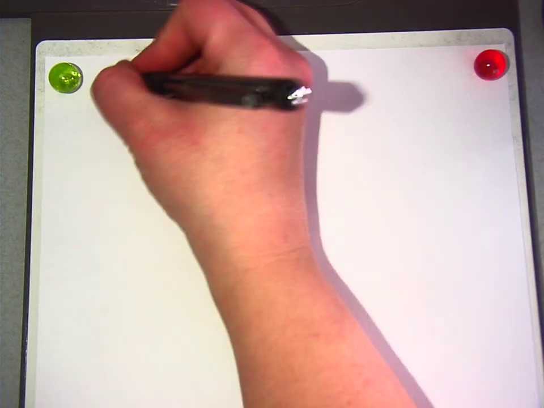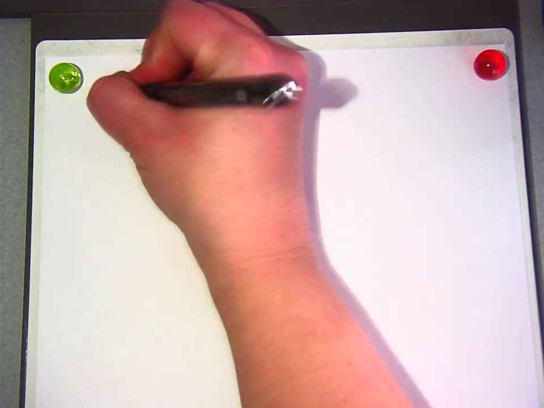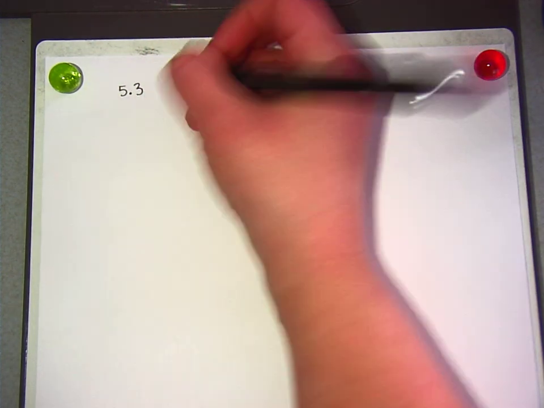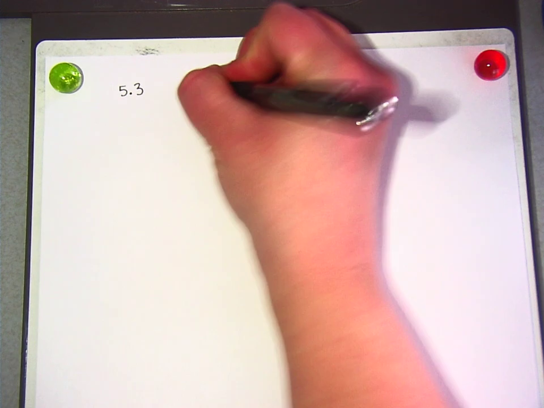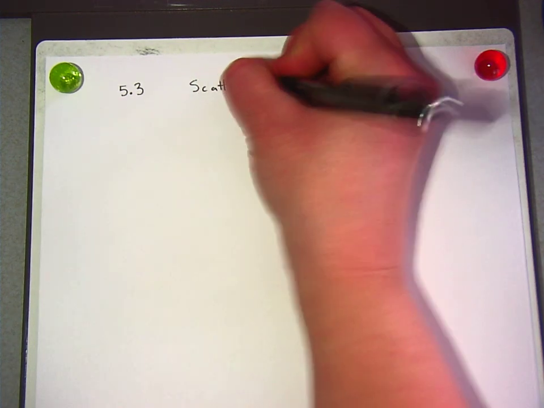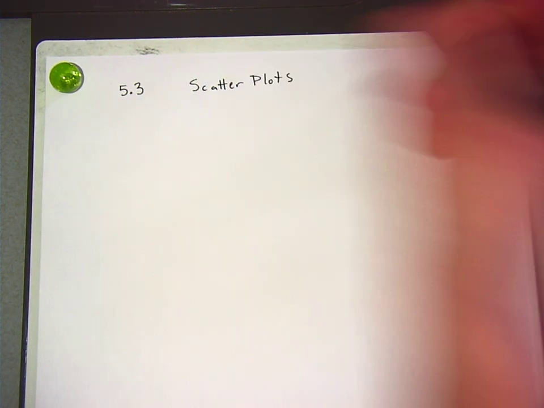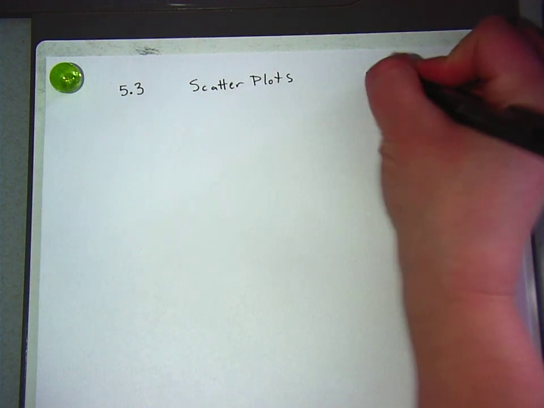So, today this is section 5.3. I want you to turn to the back side of the graph paper that's blank right now and write 5.3 scatter plots. Today is 119.